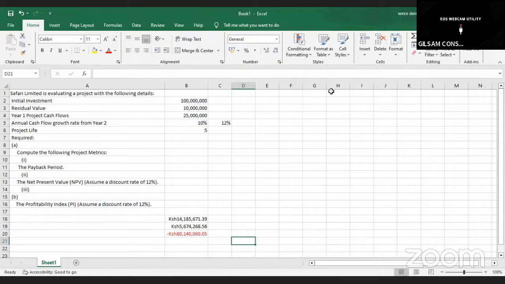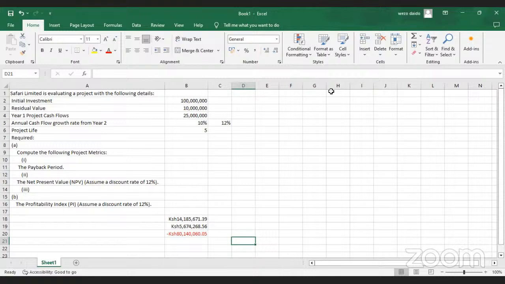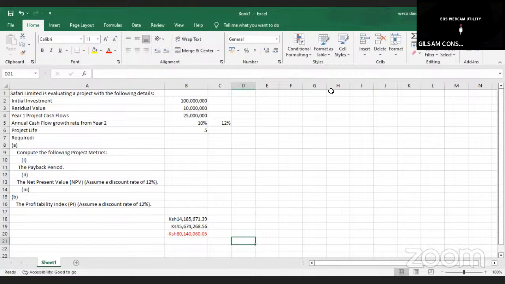We cannot apply the first one because the first one has the net present value, they don't have the years. Here we have been given the years, so we cannot apply the first one.